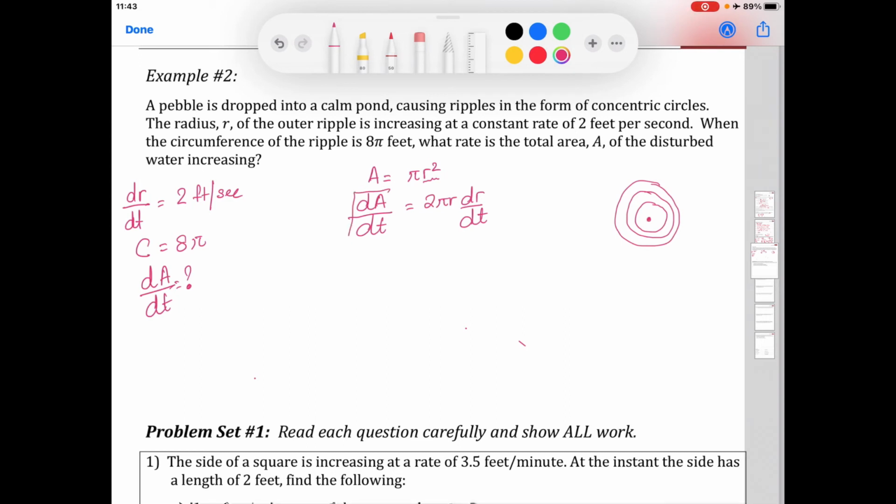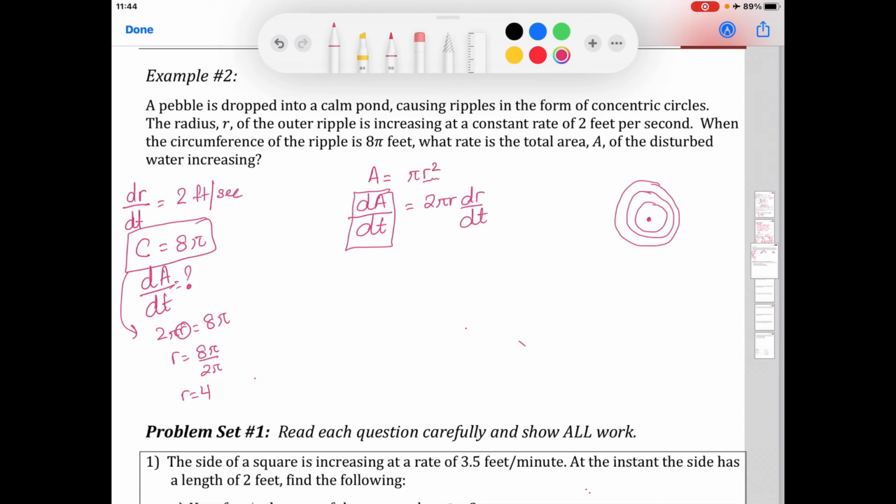So now I want to find dA over dt, right? 2 pi is just a number. R I don't know, but I do know my dr/dt. How can I find r? I was given the circumference was 8 pi. If you know your formula for circumference, there are two formulas. Either you can say pi d equals 8 pi or 2 pi r equals 8 pi. If I want to solve for r, I'm going to divide by 2 pi on both sides, and I get what? R is equal to 4.